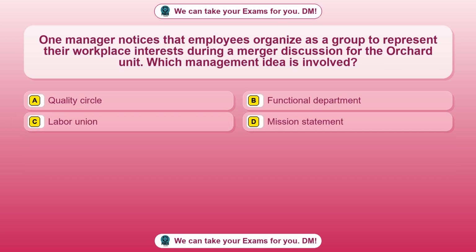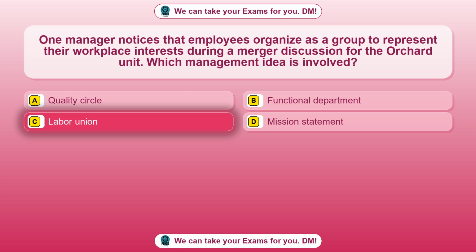Question 70. One manager notices that employees organize as a group to represent their workplace interests during a merger discussion for the Orchard unit. Which management idea is involved? Option A, quality circle. Option B, functional department. Option C, labor union. Option D, mission statement. The correct answer is option C, labor union.